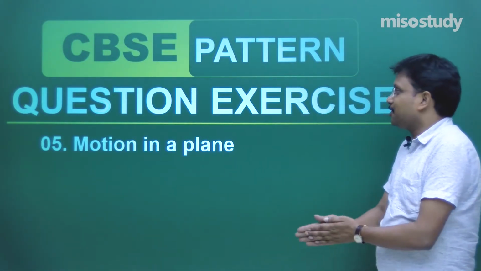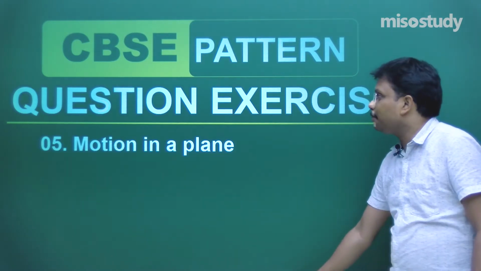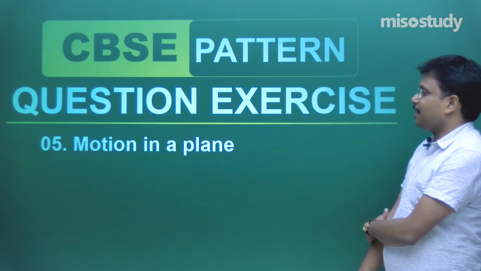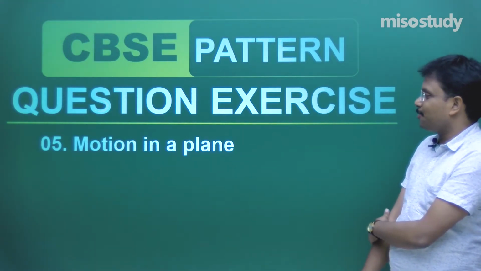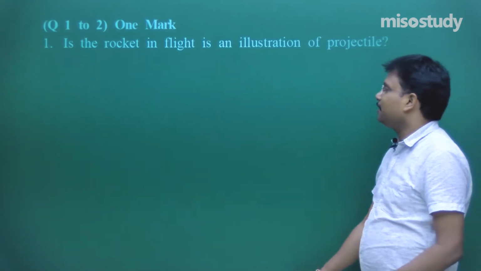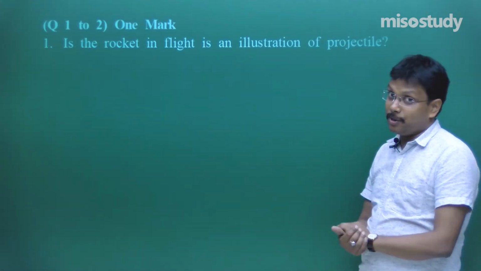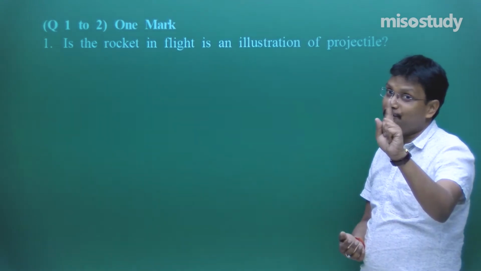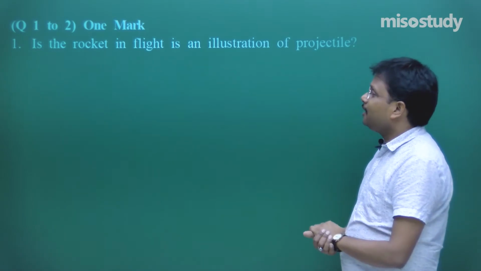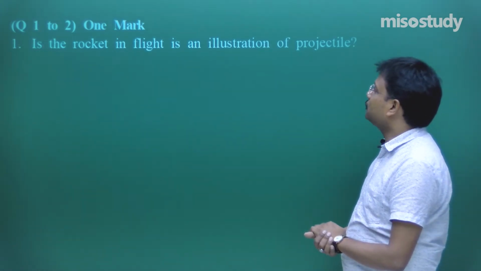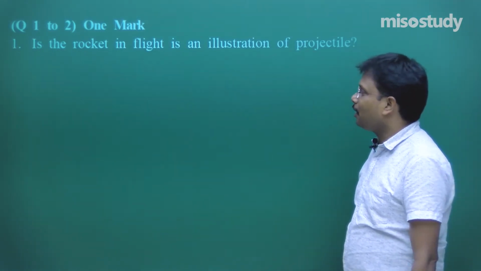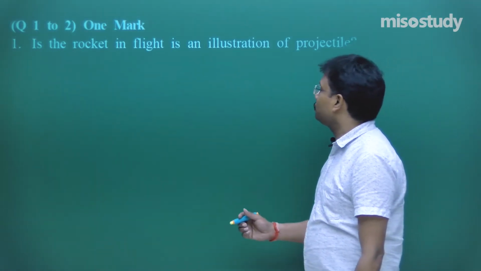So here comes today's second episode of this serial, that is CBSE pattern question exercise, and today's story is motion in a plane. So here is the first character, that is 1 mark question. Only 1 sentence you have to write down, 1 word you have to write down, not sentence. Is the rocket in flight an illustration of projectile motion?